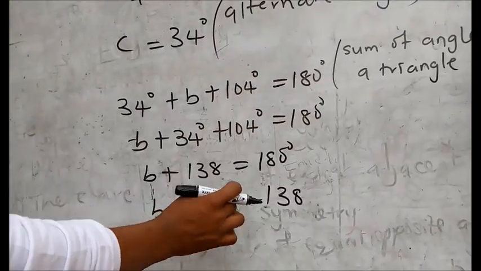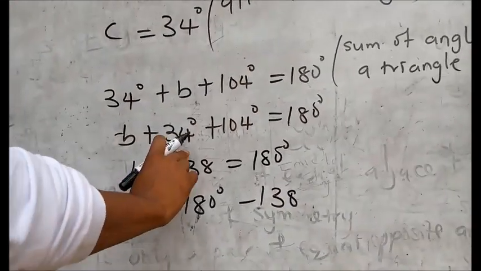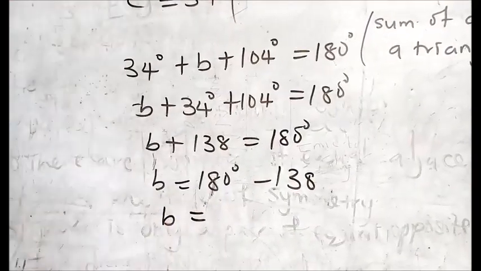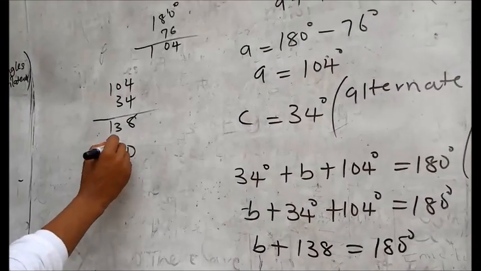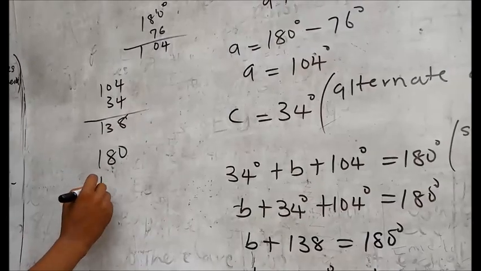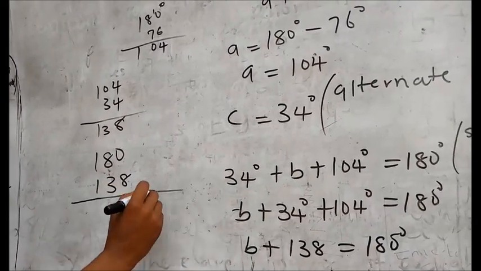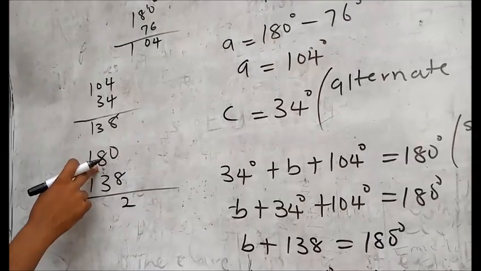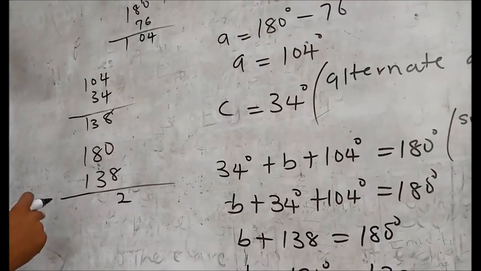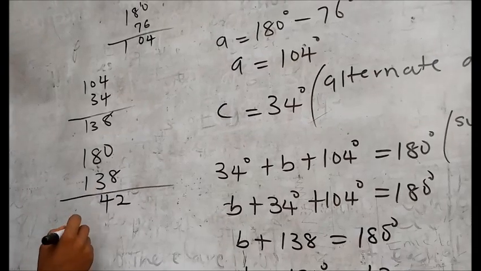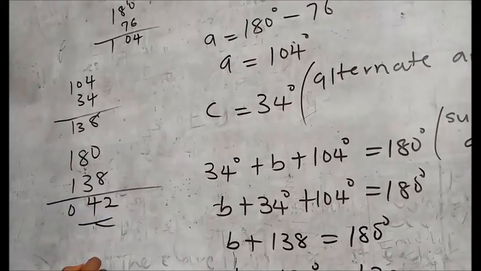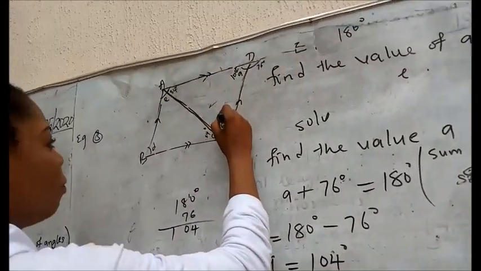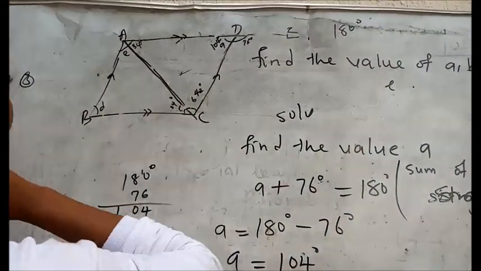Why is it minus? Because this plus 138 is crossing over. So I'll have B equals 180 minus 138. Here will be 2. What is remaining here? 7. 7 minus 3 will give me 4. And here is what? 0. My B is what? 42 degrees. So my B here will be 42 degrees.